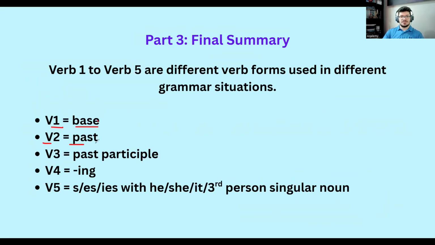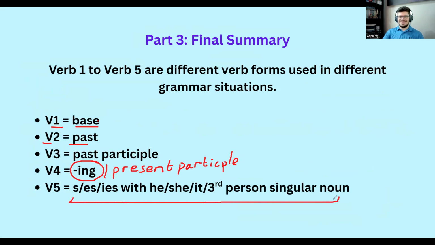The general summary over here: verb 1, base. Verb 2, past. Verb 3, past participle. Verb 4, ing, I must actually say present participle, because if I say ing, it can give us the understanding of gerund, noun. So this is not a good idea to leave it like this. And then verb 5, we have these options.